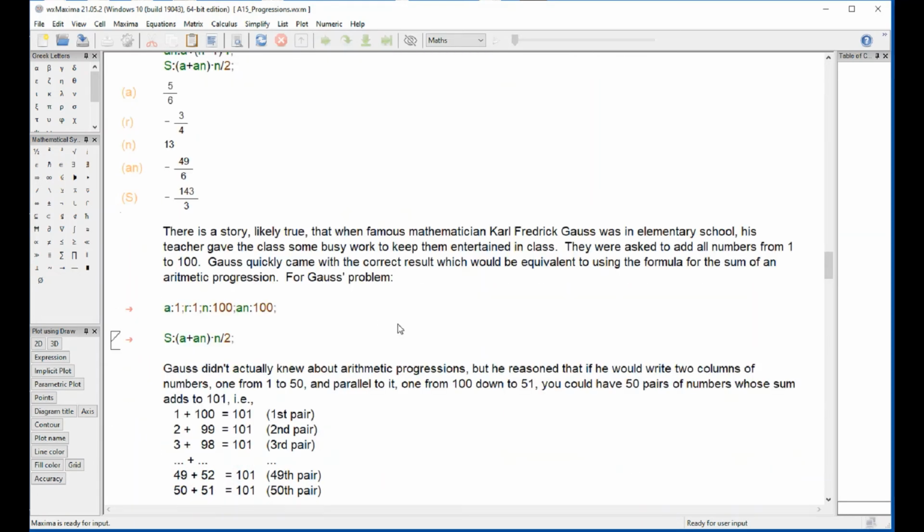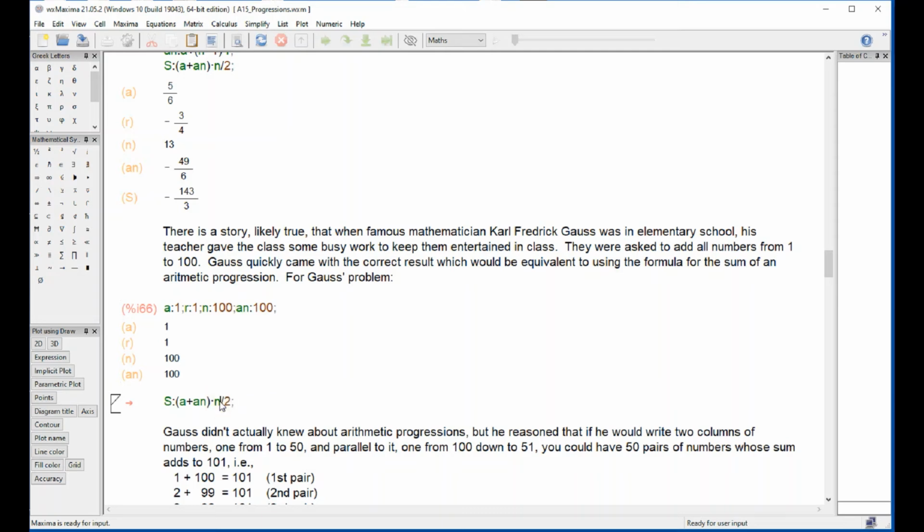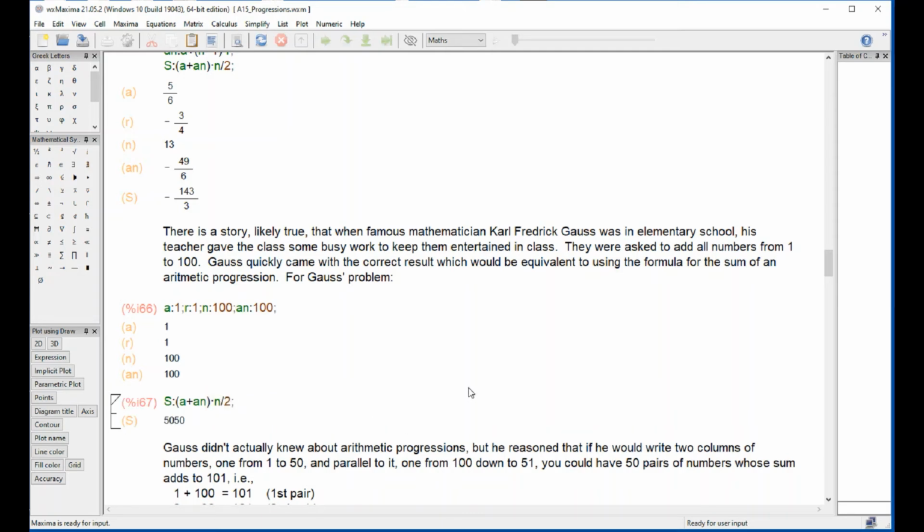There's a story, very likely, that Carl Friedrich Gauss, the famous mathematician, was in elementary school, and the teacher was distracted and asked the kids to add the numbers from 1 to 100 by hand. And so Gauss immediately solved the problem. And basically what he did is add the sum of an arithmetic progression. The first term is 1, the increment is 1, and there are 100 terms. The last term is equal to 100. That sum is equal to 5050.